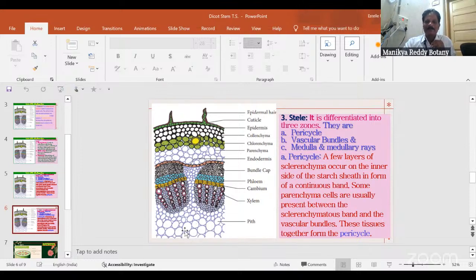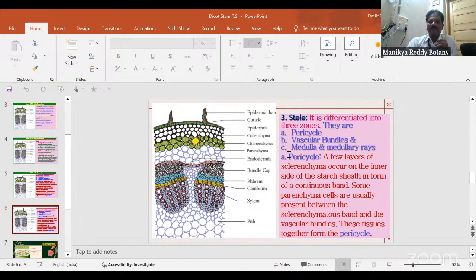And the next one is pith. Pith is also called medulla. The light blue color tissue can be seen between two adjacent vascular bundles. The medulla is extended up to the pericycle. That is called medullary ray. Since it is a primary stem, this ray is also called primary medullary ray. Next, let us discuss each part in detail.